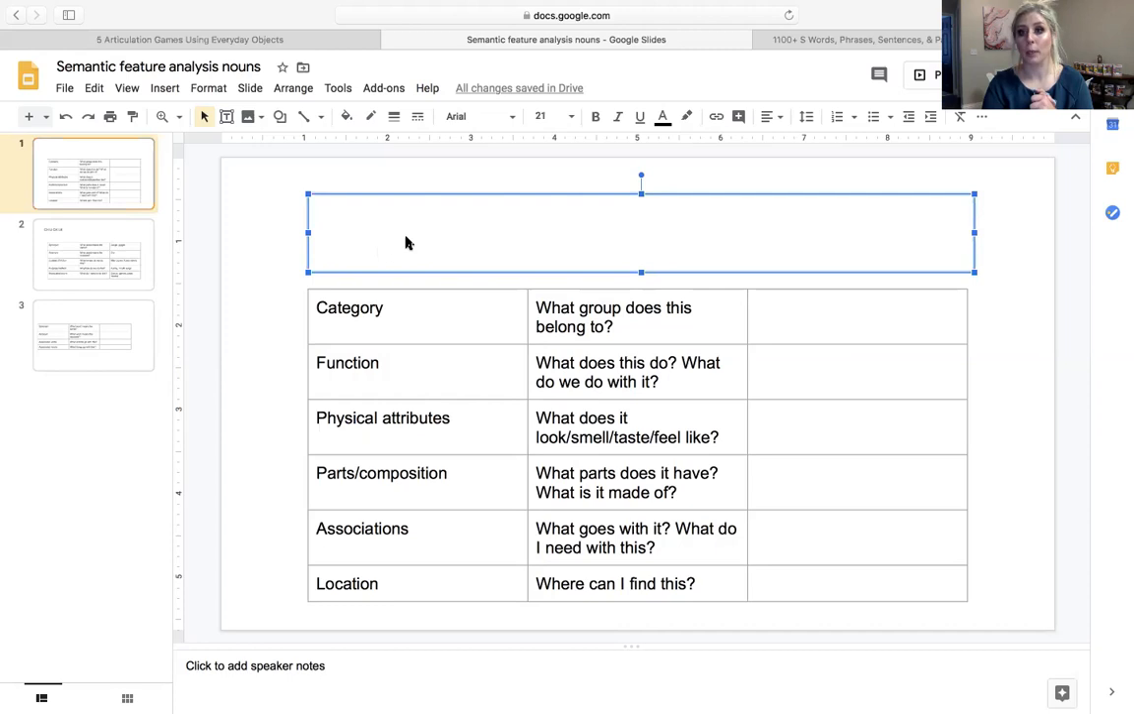So what we do with this, up here we would put our word. So this can be any noun. Of course, the way that I would approach this in therapy is if a child has never seen a semantic feature analysis before, I would use a word that was very concrete, that I know that they know a lot of information about, because this worksheet is just organizing all the information that we know.